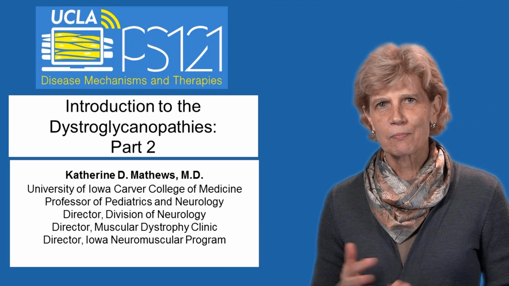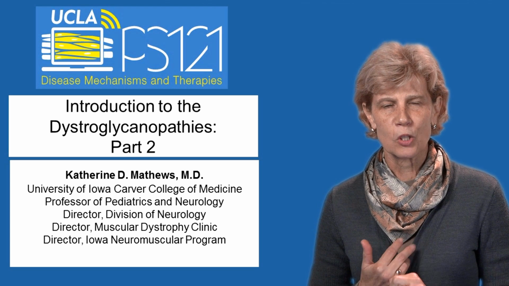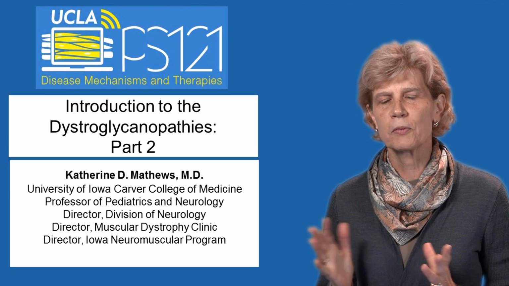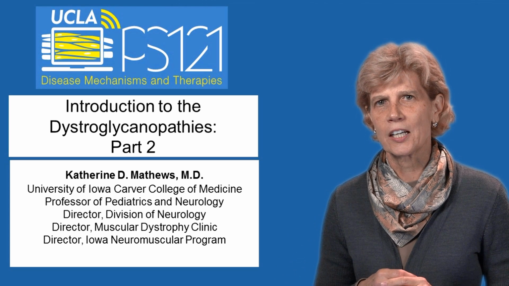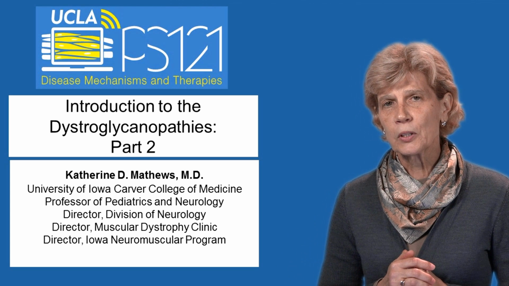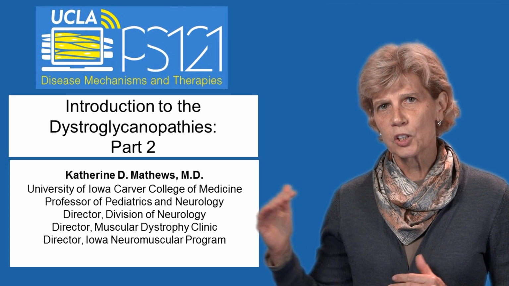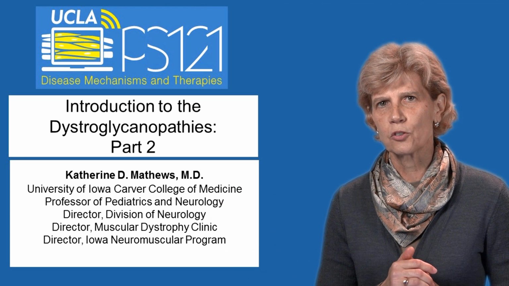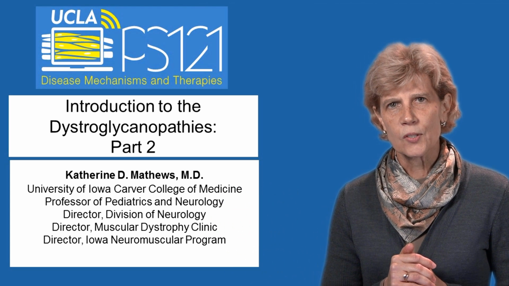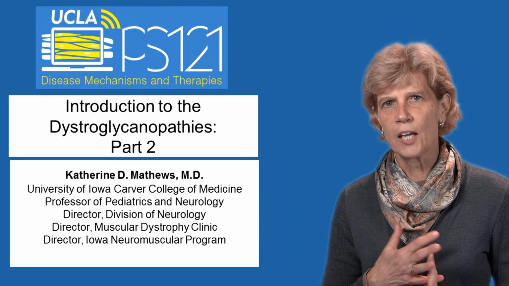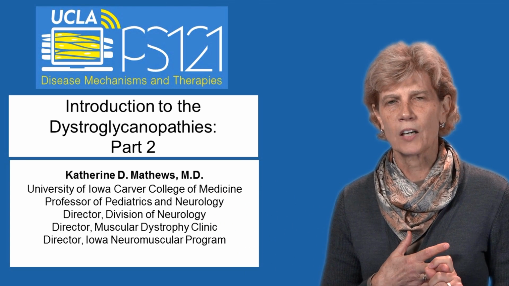So in the first mini lecture of this two-part series, we talked about what the dystroglycanopathies are. They're a group of muscular dystrophies that are characterized by hypoglycosylation of alpha-dystroglycan. That hypoglycosylation disrupts the linkage between the extracellular matrix and dystrophin intracellularly. And as a result, patients get muscular dystrophy, and they may or may not have abnormalities of eye and brain development.